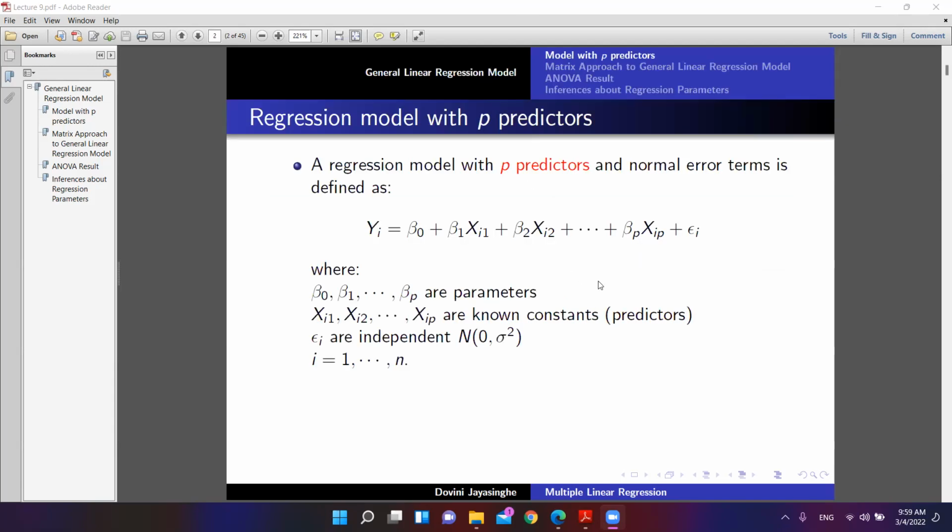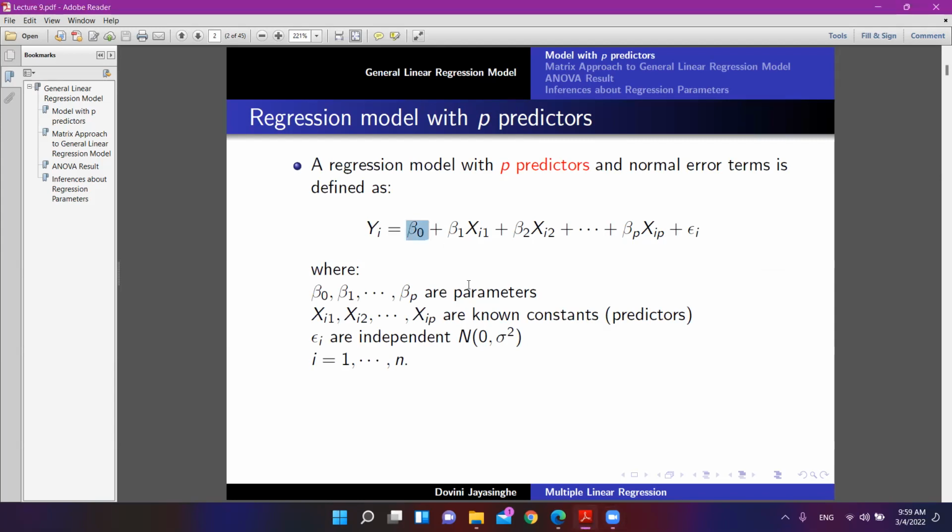In multiple linear regression, we discuss the model with P number of predictors. Remember, this P is not the number of parameters. It's the number of predictors, the number of X variables, right? Because if we have P number of X variables, we have P plus one parameters, including the intercept. So a regression model with P predictors and normal error terms is defined as this one.